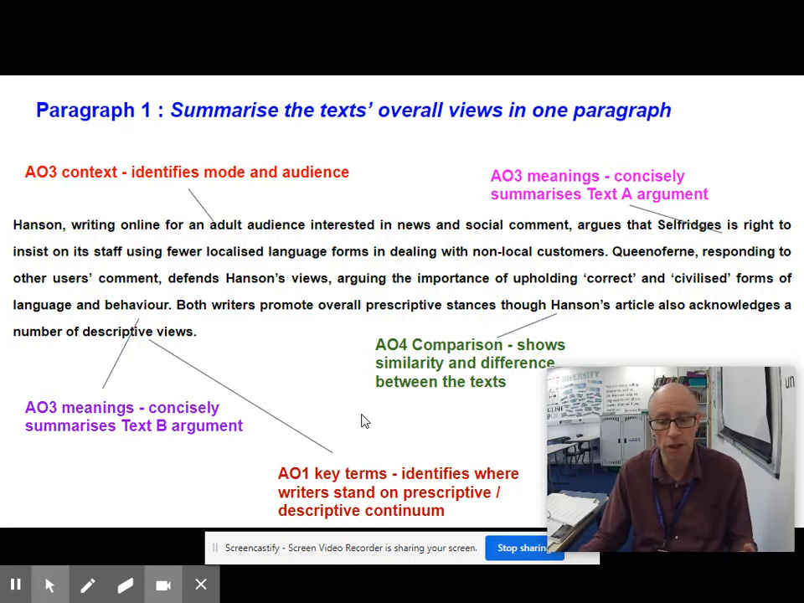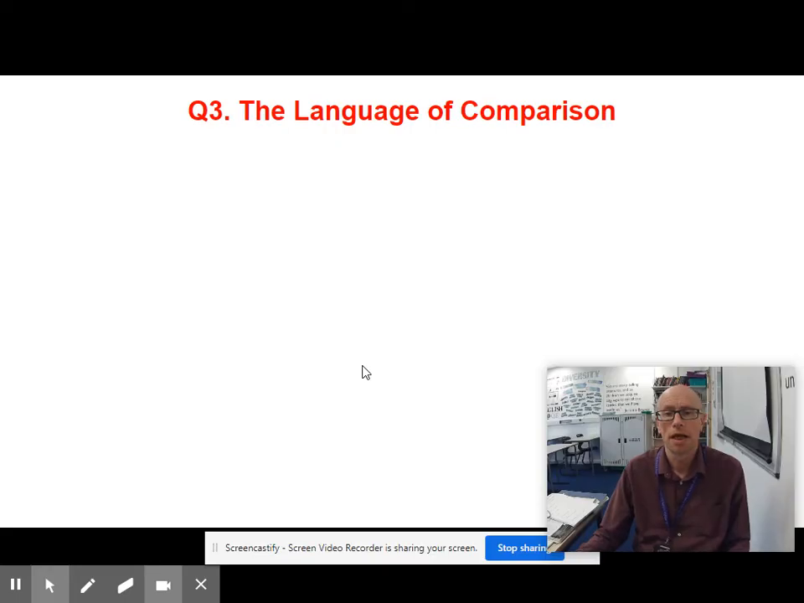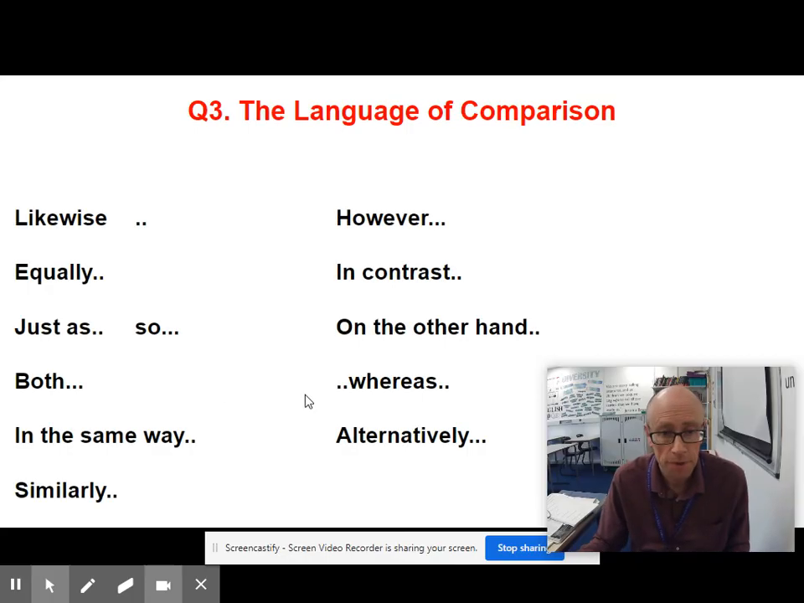Now that is the sort of thing you must be doing quite concisely in your first paragraph, where you're showing that you really understand the meanings of the text. Once you've done that, then obviously you need to be constructing really good topic sentences. And the topic sentences really need to be based around the lexicon of comparison. So these words on the left-hand side here are all showing similarity, whereas those words on the right-hand side are showing dissimilarity. And the trick within every paragraph is to try and show both similarity and dissimilarity if possible.